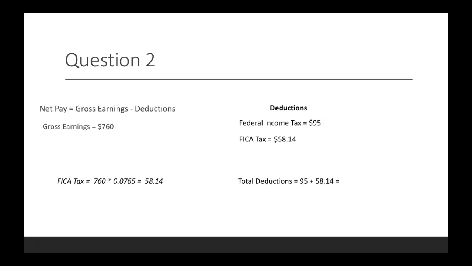So now we need to figure out the total deductions. We add up our federal income tax and our FICA to find that the total deductions will be $153.14. Now, to find net pay, again, it's your gross earnings minus your deductions. Well, our gross earnings were $760. Our deductions were $153.14. So the net pay is $606.86. So that's the amount that will be on Beth Corbin's paycheck. Right? She's going to get a paycheck for $606.